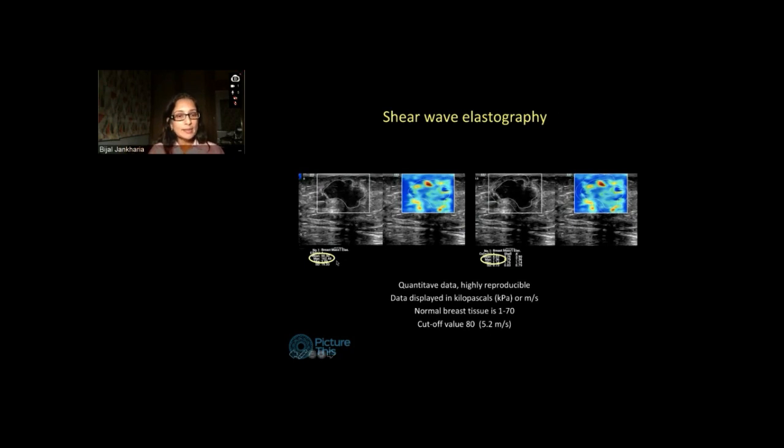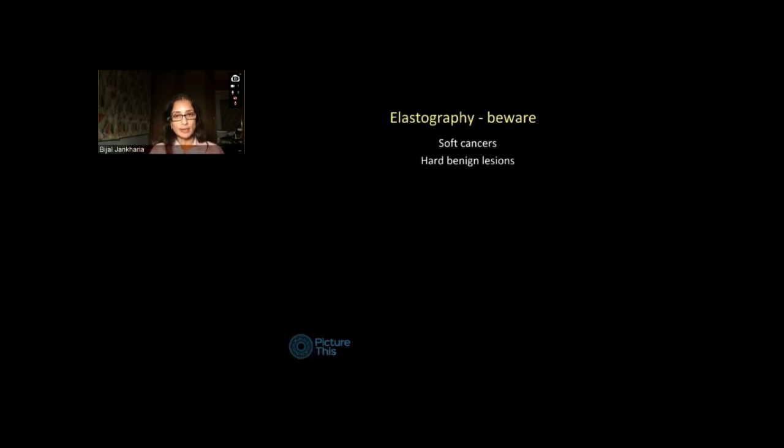And here we can see that the velocity is displayed in kilopascals or in meters per second, the cutoff value being around 80 to 100 kilopascals for malignant lesions, and 5.2 in velocity, the velocity in meters per second.